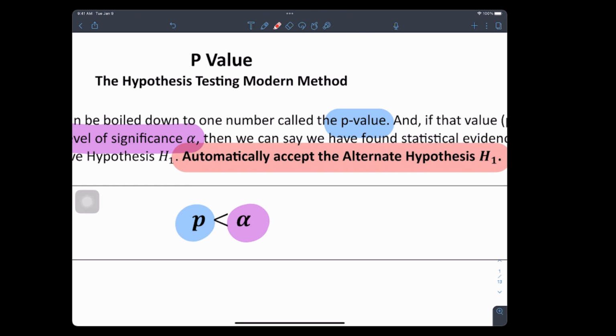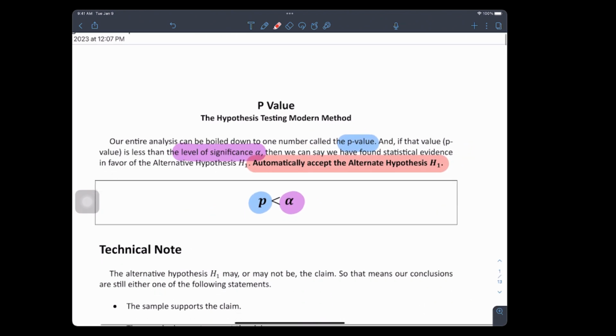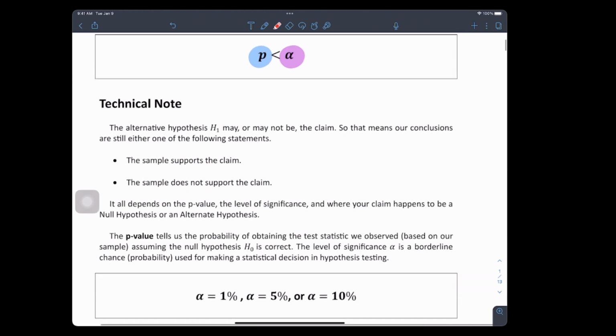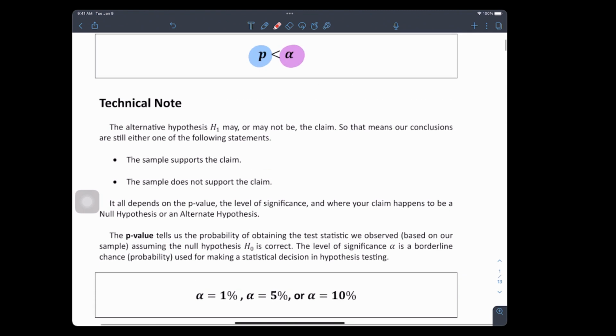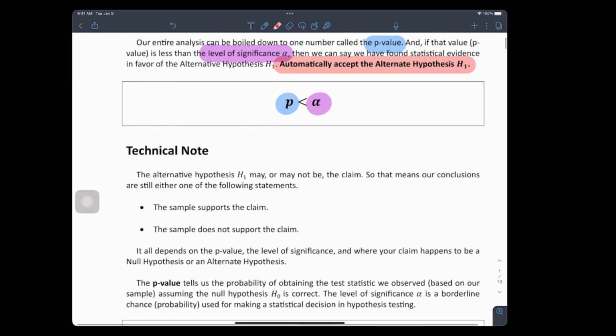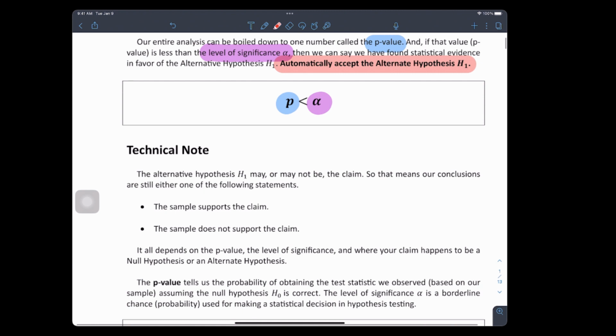Okay? Because this is really all based on probability. This is not based on certainty. Hypothesis testing is based on likelihood, probability. Small probability values, remember that? Large probability values, okay. So on a technical note, let's talk about some technicalities here, right? The alternate hypothesis may or may not be your claim. I'm just saying. We're talking about H naught here. We're not talking about the claim, so don't even think about the claim. Just get it out of your head.